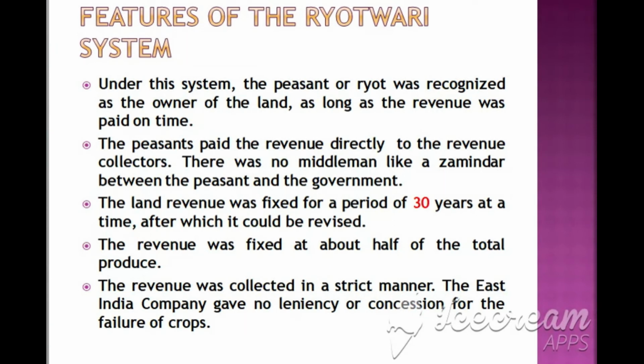The land revenue was fixed for a period of 30 years at a time, after which it could be revised. The revenue was fixed at about half of the total produce. The revenue was collected in a strict manner. The East India Company gave no leniency or concession for the failure of crops.